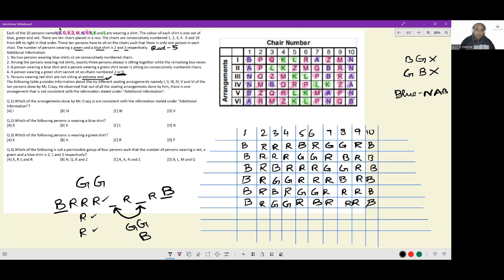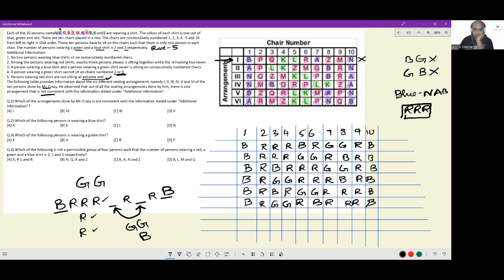The following table provides information about 6 different seating arrangements, namely 1, 2, 3, 4, 5, 6 of the 10 persons done by Mr. Creasy. He observed that out of all the seating arrangements done by him, there is one arrangement that is not consistent with the information under additional information. So one of these arrangements is unacceptable. Which arrangement is that? Hopefully you remember, we needed 3 reds together. In every arrangement, regardless of which one we end up making, we need 3 reds together. And can you see clearly in the first one itself, we don't have 3 reds together. So this is the inconsistent arrangement. The rest of them are consistent.